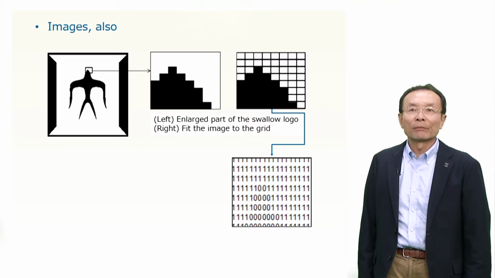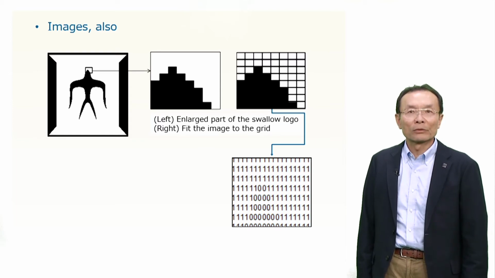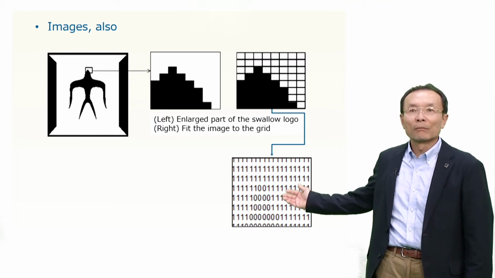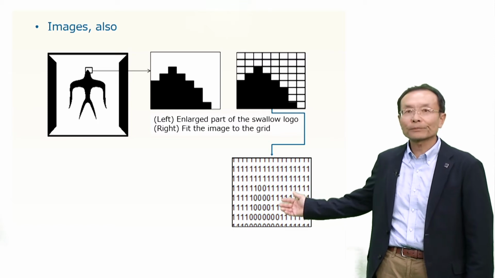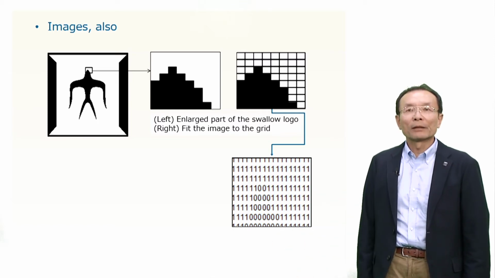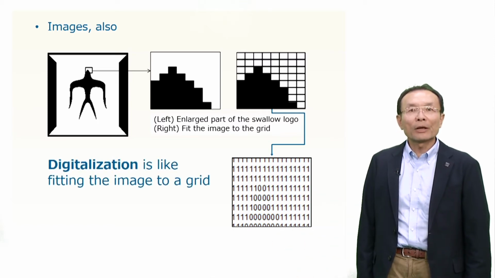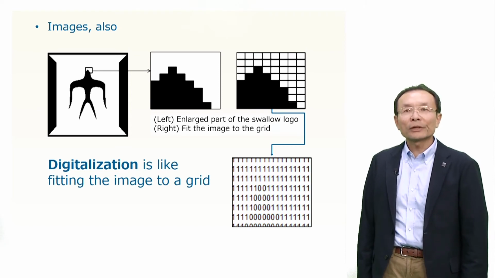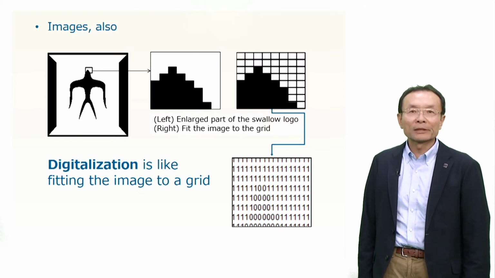Representing the parts made of black squares and white squares with ones and zeros allows us to represent a black and white image. We just applied graph paper, thereby showing a way to express the image in binary. You can imagine digitization as applying graph paper in this way.